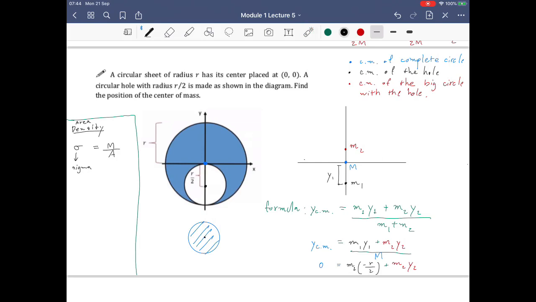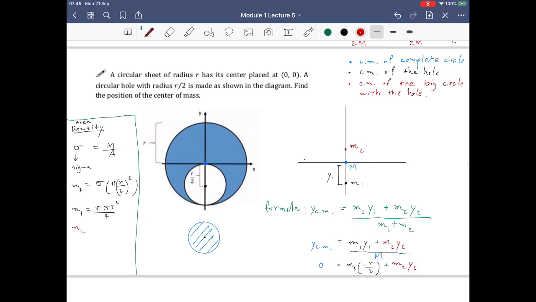So m1 must be equal to sigma multiplied with the area 1, which in this case is equal to pi (r over 2) squared. So we know that m1 must be equal to pi sigma r square over 4. That is m1.